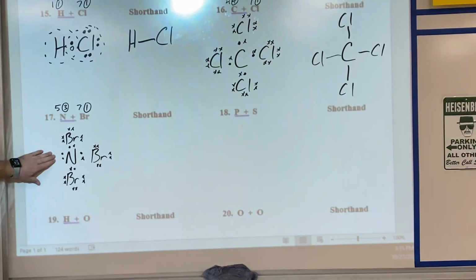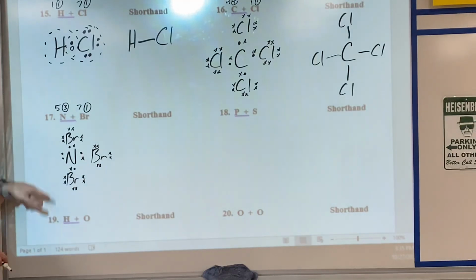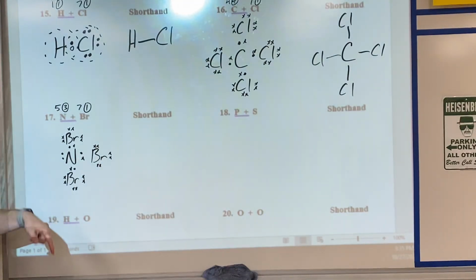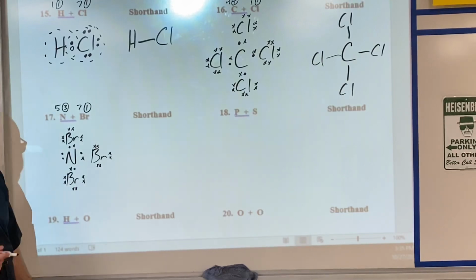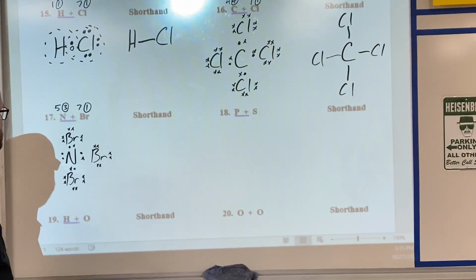But remember, you have to have this lone pair, or this unshared pair, because nitrogen has 5 electrons in its valence shell, but it only needs to share 3. So it's going to have 2 that don't get shared, or else it wouldn't have a full valence shell.